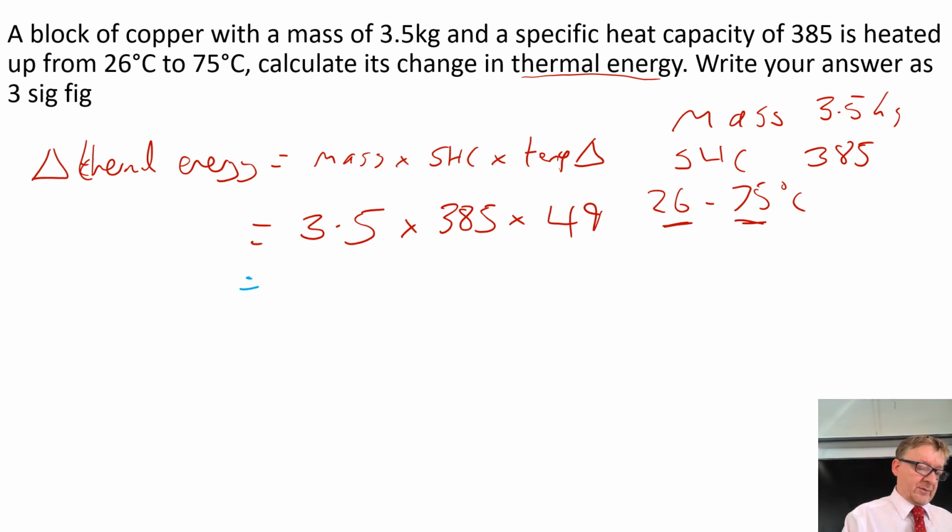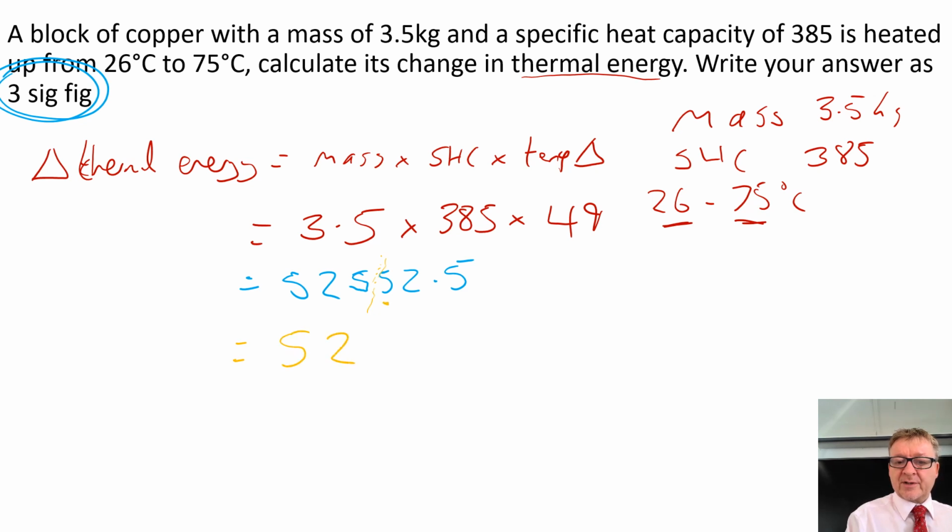I then do that as a sum, right, and my sum comes out at 52,552.5, but 3 significant figures. Okay, so that's reading the question. So first 3 significant figures, okay, is there. So I'm going to have 5, 2, I look at my next number, which is a 5, which makes the 5 go up, 6, 0, 0. And my units, thermal energy, joules.